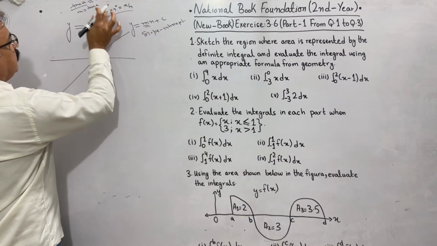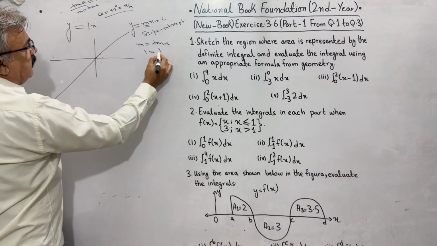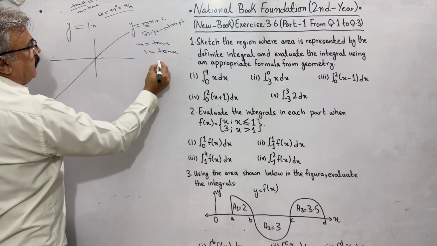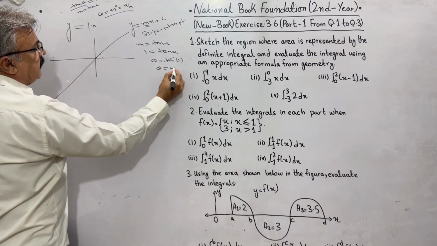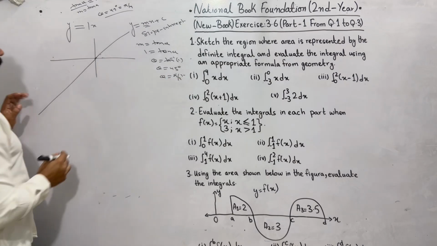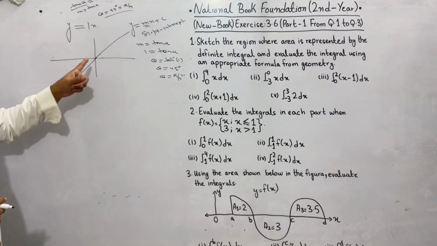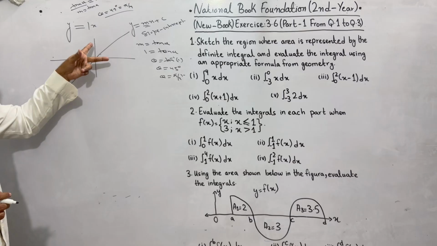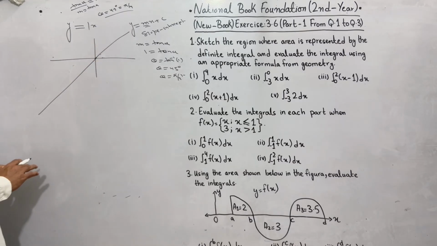From m is equal to 1, utilizing the formula m is equal to tan theta, the gradient is 1. We have theta is equal to tan inverse of 1. So we arrive at the angle 45 degrees or pi upon 4 radian. So this angle is 45, which means this line bisects the first quadrant as well as the third quadrant into two equal parts, 45 and 45.